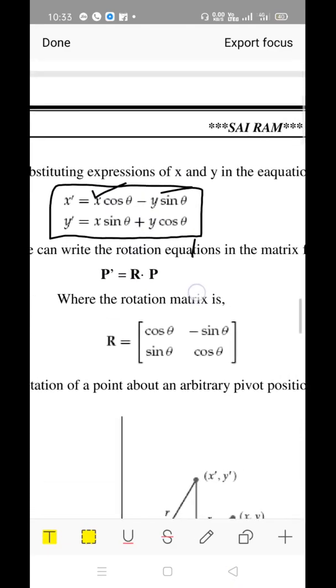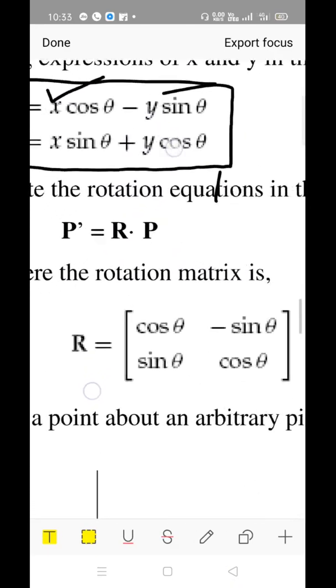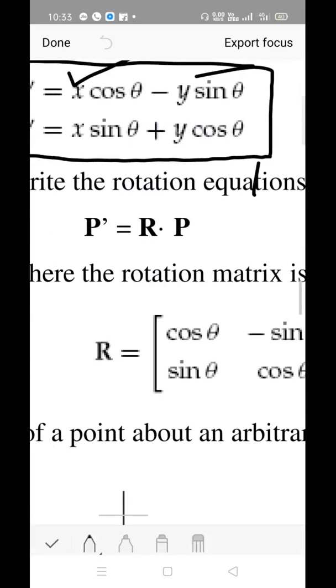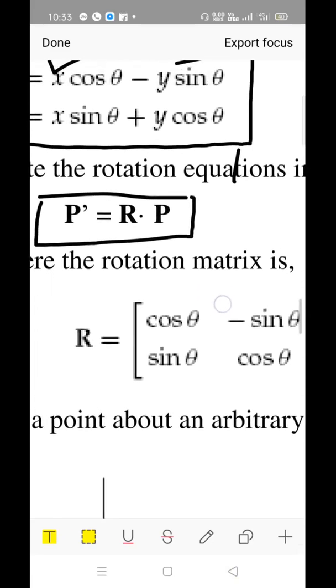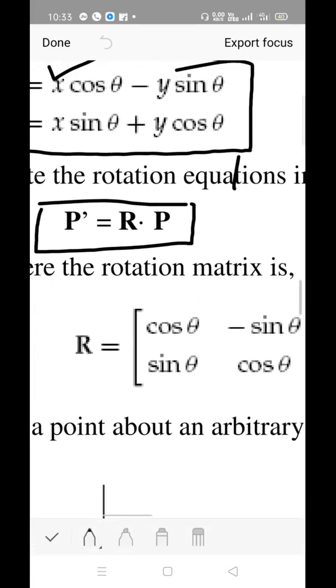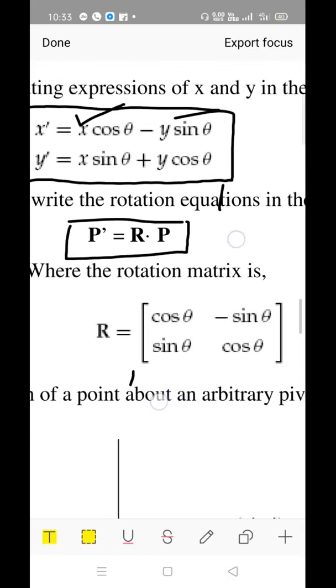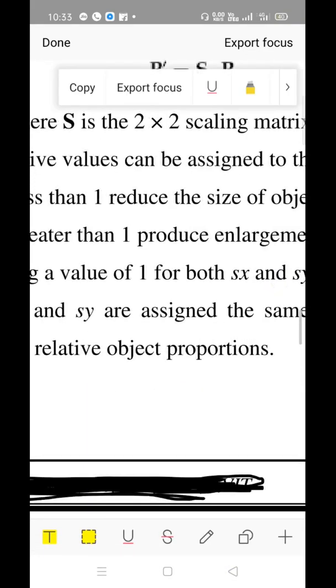So we can write the rotation equation in matrix form. Earlier we have written it, no? In the same way we can write the equation: p dash, the new point, is equal to R into p, where R is the rotation matrix. Please try to understand, R stands for rotation. You have to write the matrix in that form. It is very easy to write this matrix. Observe the above equation, you will come to know.